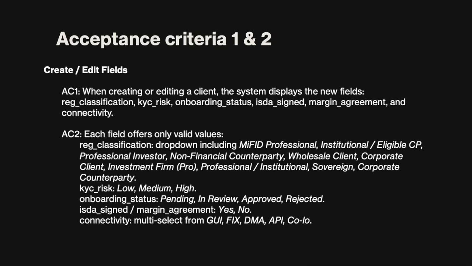AC1 and AC2, data plus quality. First, we prove the data contract. AC1, the 6 fields are present and create/edit and persist correctly. AC2, only valid values are accepted. Type pick lists for each field and control multi-select for connectivity, so downstream rules read clean data.